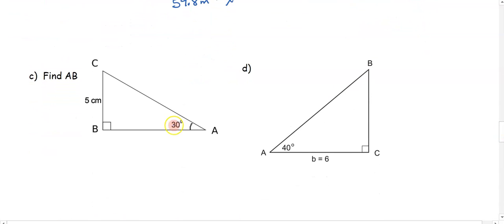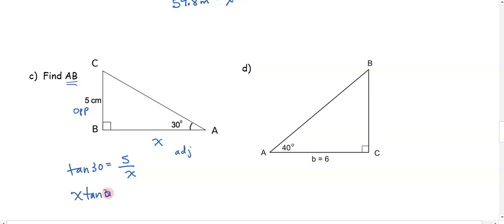Let's do this one. If I want to find AB, I better put an x there. Now I'm going to name. This is opposite. This is adjacent. So now I'm using opposite and adjacent. That's the tangent ratio. So I would go the tan of 30 equals opposite over adjacent. And since x is on the bottom, I have to multiply both sides by x.